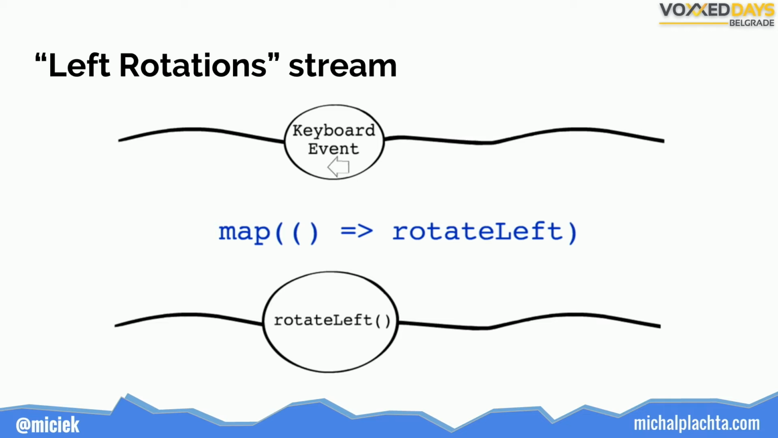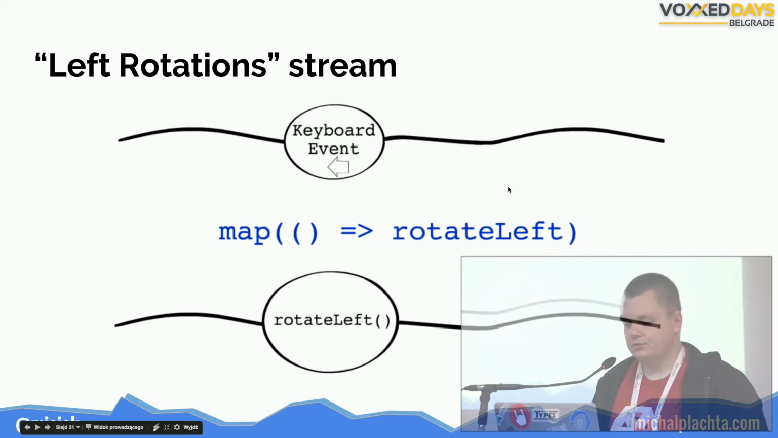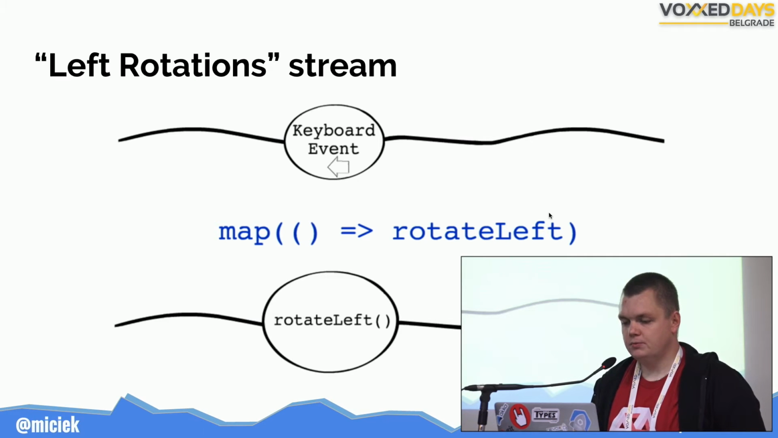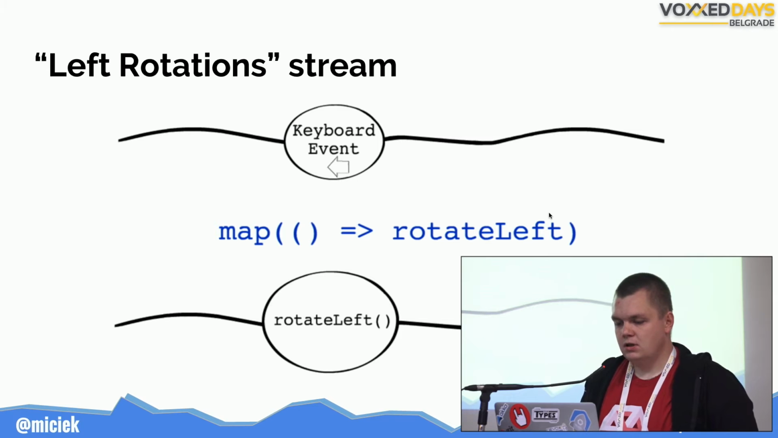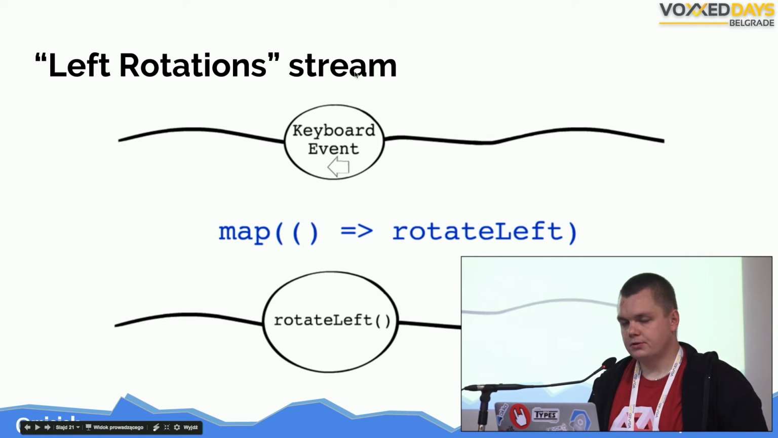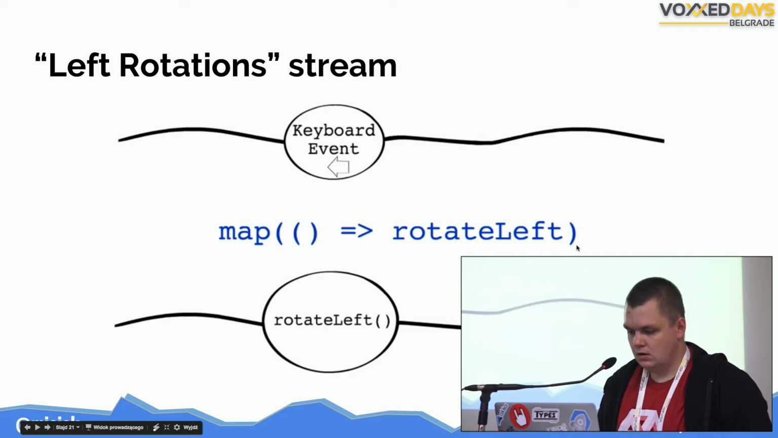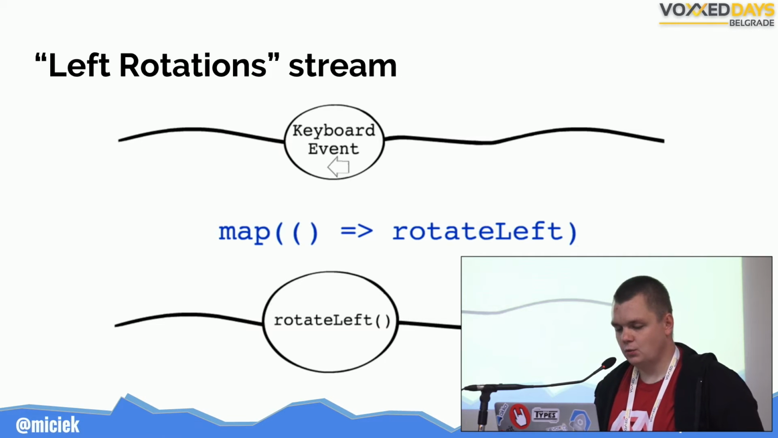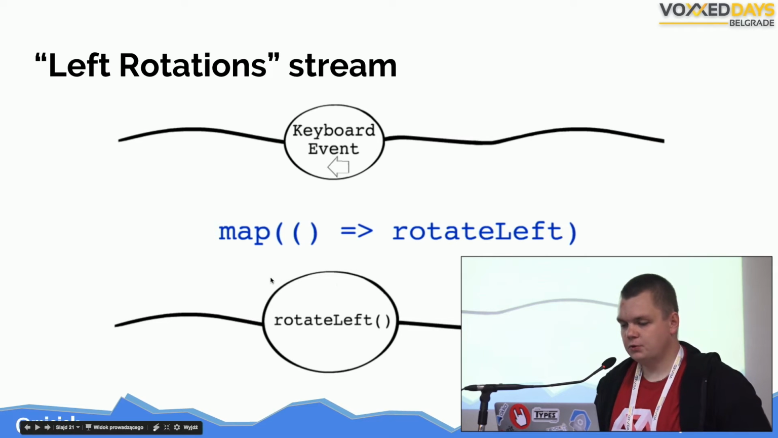Now the things are getting crazier. Keyboard left rotation stream is what we create by mapping the left key presses stream. So this is the left key presses stream. This is the input stream. Every time the user presses the left key, the keyboard event object appears in this stream. We can map every value in this left key presses stream with this function. What this function does, it returns a function. Again, it returns a function. So what we get here is the left rotation stream.